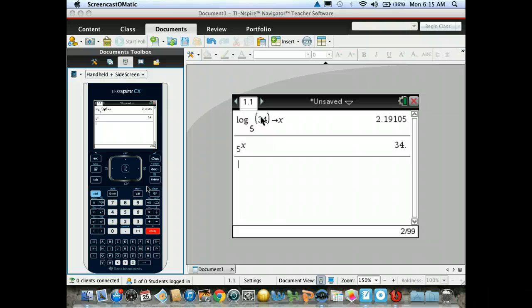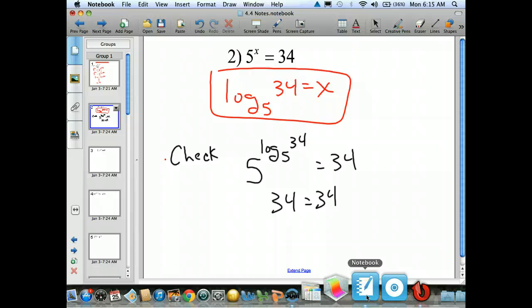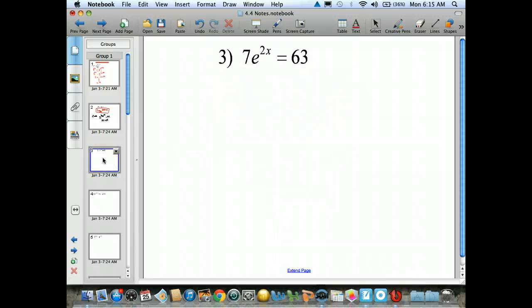Okay, next we're going to try a different type of problem. And we're going to complicate this just a little bit more. Notice if we have 7 times e to the 2x equals 63, to get into the situation where we have the base on one side, in other words, this is e to the 2x here, we simply divide both sides by 7. So we get e to the 2x equals 9.